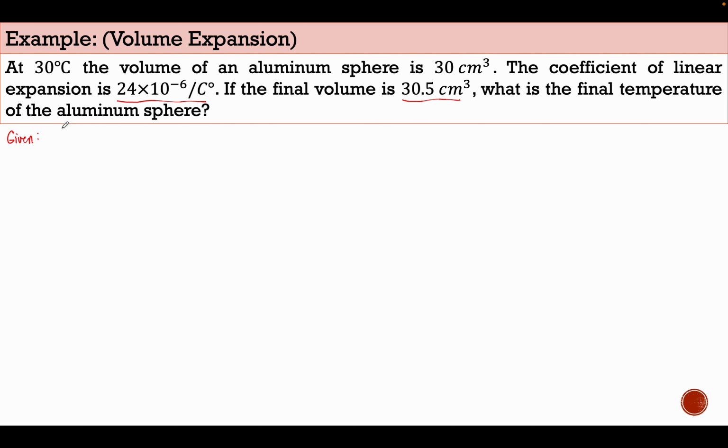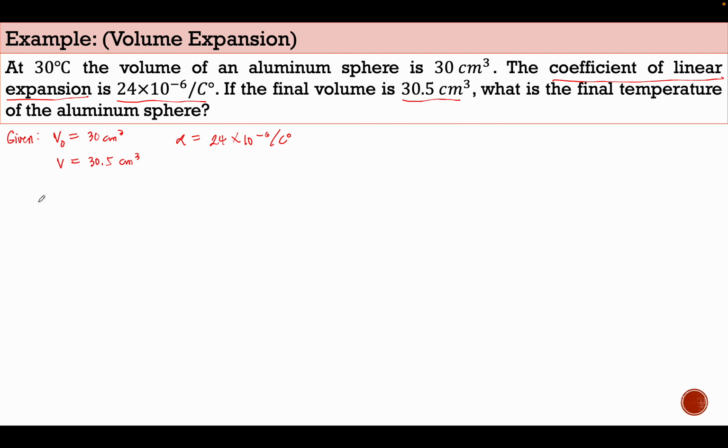Okay, so now let's write first the given values. We have the initial volume, V sub O, which is 30 cubic centimeters. We also have the final volume, which is 30.5 cubic centimeters. And then we also have the coefficient of linear expansion. Now, the coefficient of linear expansion is alpha. But take note, we are dealing with volume expansion. So, alpha is 24 times 10 to the power of negative 6 per Celsius degree.